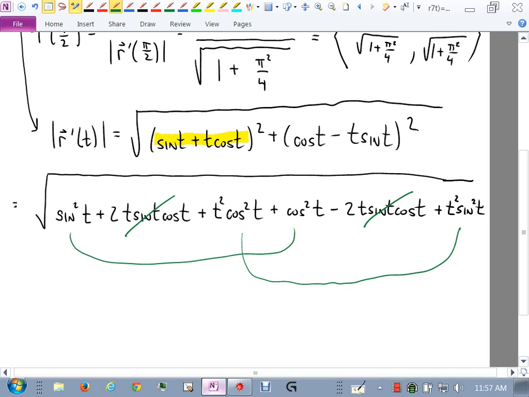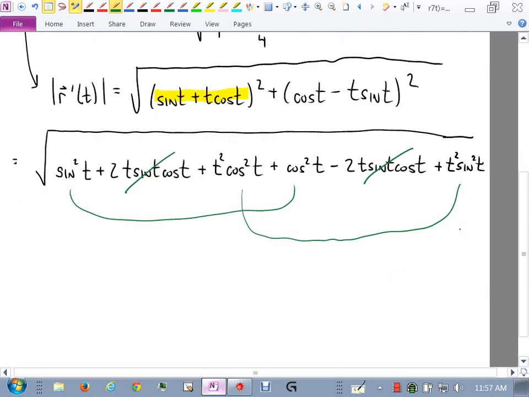What about this one and this one? You pull a t squared out of that. Right, this one right here, you can pull t squared out, and you have sine squared t plus cosine squared t. Do y'all agree? Pull a t squared out, and then this right here is a 1, isn't it? Y'all following this algebra? Okay. And then this became a 1. So all you're left with is the square root of 1 plus t squared.